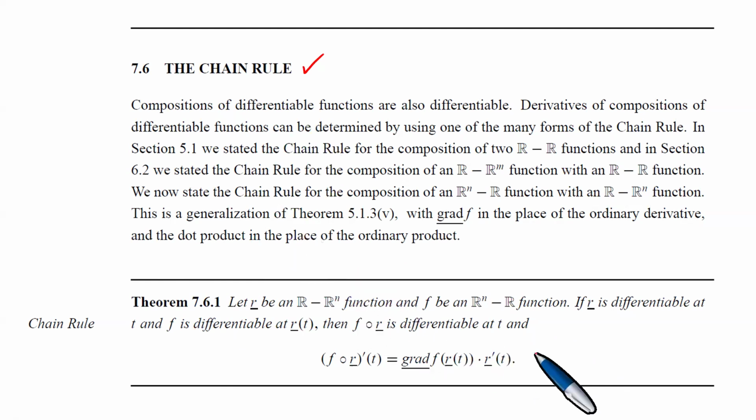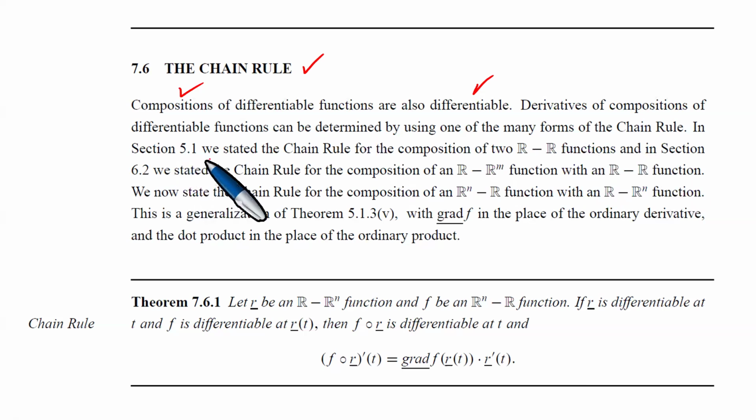All right, we agree that the chain rule has several versions, but we shall look at the kind of versions that are examined. For example, compositions of differentiable functions are also differentiable, a powerful result. So in other words, if you combine through what we call the composition of differentiable functions, the resultant functions are also differentiable. Derivatives of compositions of differentiable functions can be determined by using one of many forms of the chain rule.